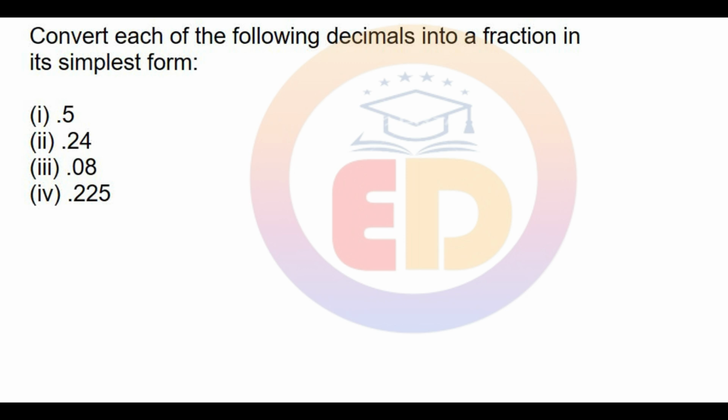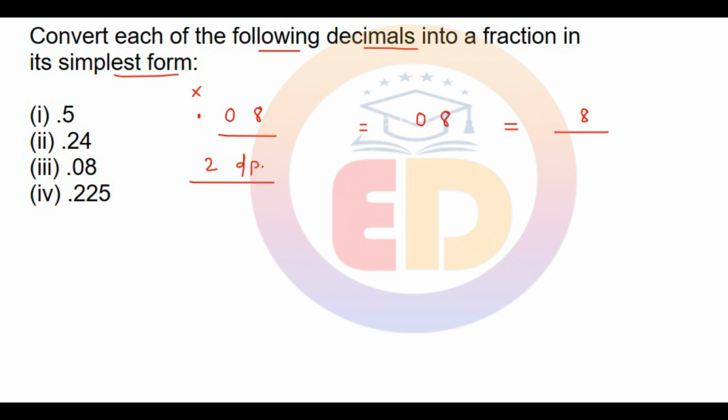Third example, converting each of the following decimals into a fraction in the simplest form. Third example is 0.08. Here I have two decimal places. So first I will write down this number without the decimal point. Without the decimal point it will become 08, and remember, 08 is actually only 8. So my numerator will be 8.